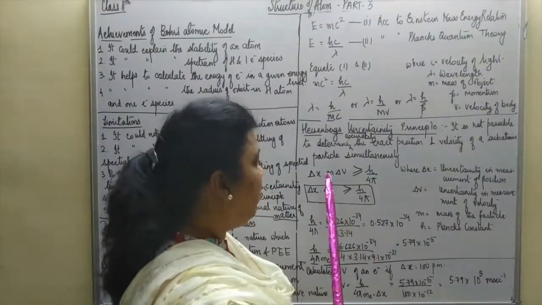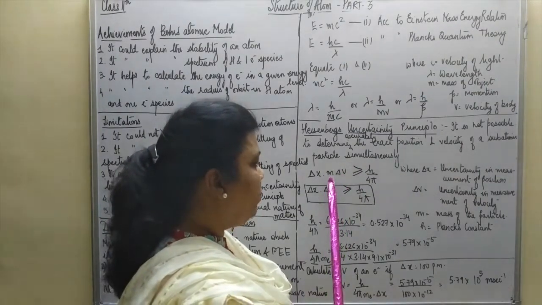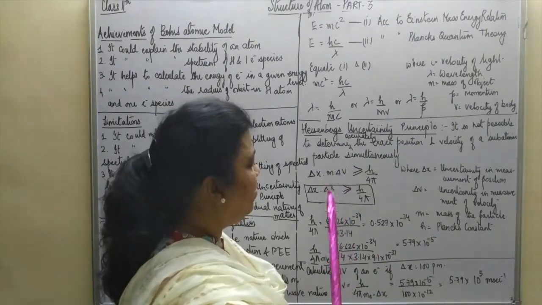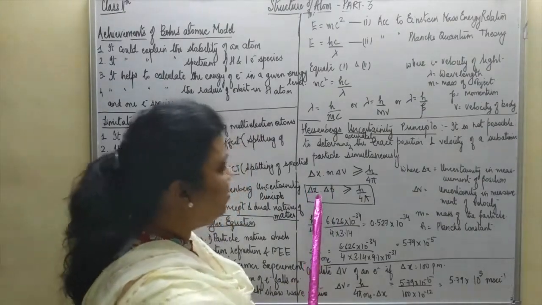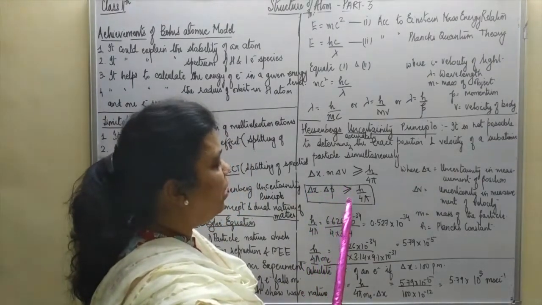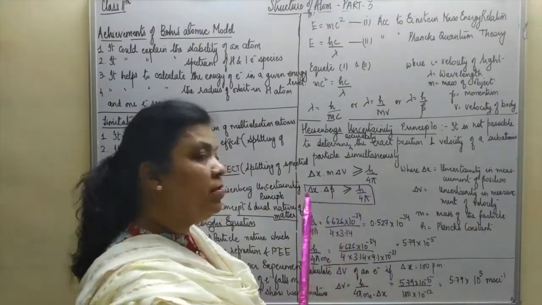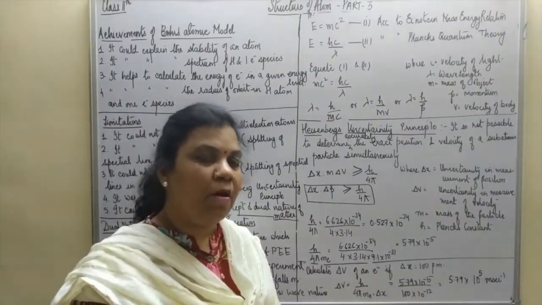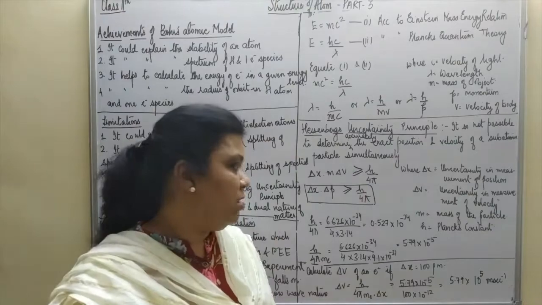So if I replace this m delta v by momentum, because we know the product of mass and velocity is momentum, in place of this I can write delta p. So my expression now becomes delta x into delta p is equal to or greater than h upon 4 pi. Remember, this is a very important mathematical expression given by Heisenberg, and this principle is known as Heisenberg's uncertainty principle.